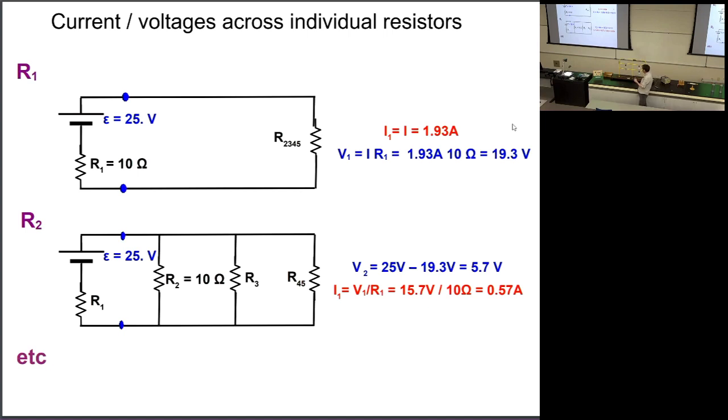Well, let's think about the sharing of voltages. There's 25 volts provided by the battery to the entire circuit. We just understood that 19.3 volts are distributed across resistor R1. So there's 19.3 volts used up here. That leaves a certain voltage, 25 volts of the battery less 19.3, that's 5.7 volts.